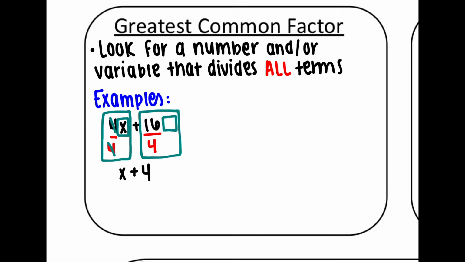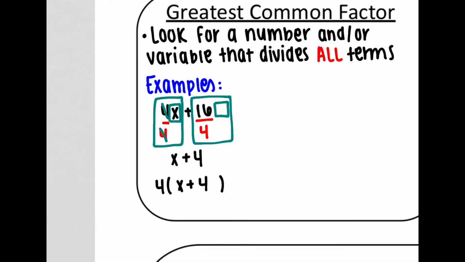I have to take whatever I just divided by, so that was 4. I'm going to put it outside of parentheses. And inside the parentheses, you put whatever was the leftovers. So I was left with x plus 4, so that's what goes into parentheses. Now in this case, we would call this our factored form. I can't pull anything else out, and I have that 4 on the outside, so you leave it just like that.